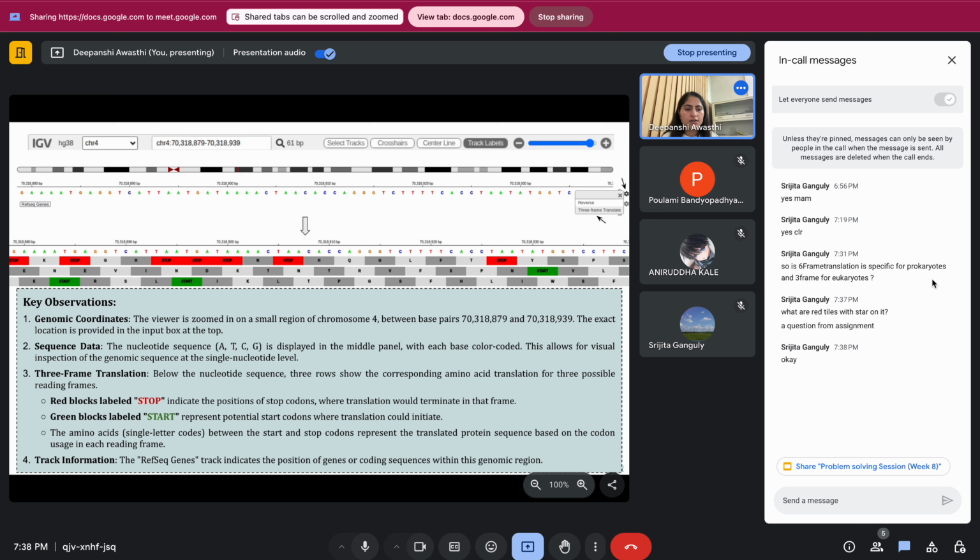About the six-frame translation, it is in both prokaryotes as well as eukaryotes, because there are three frames from the forward strand and three frames from the reverse direction. In that case, six frames are possible.